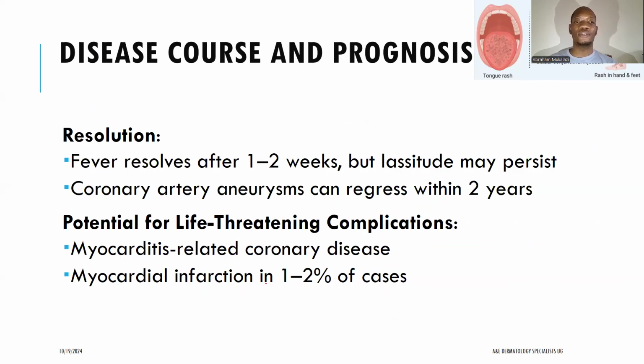So most of the time the disease resolves in about 1 to 2 weeks after onset, but some patients can persist for a longer duration. The coronary artery aneurysms can sometimes regress within 2 years, but others can end up being major, and then they may need an operation or something else to deal with the aneurysm. So the potential for life-threatening complications is a little bit high, especially if the patient is misdiagnosed and not started on treatment on time. And usually our biggest fear is myocarditis-related coronary disease, or sometimes AMI, which is myocardial infarction.